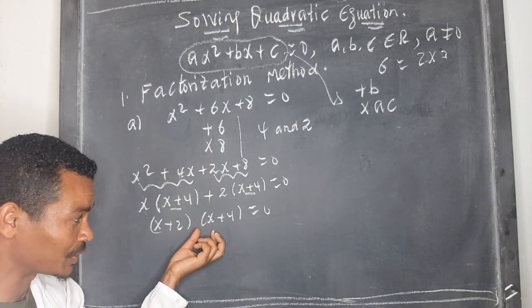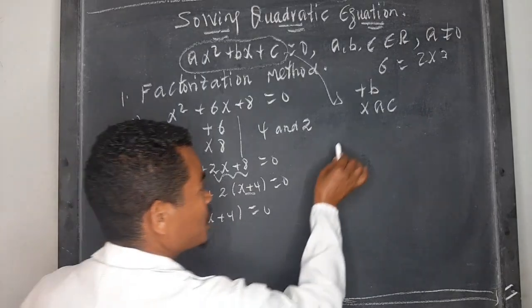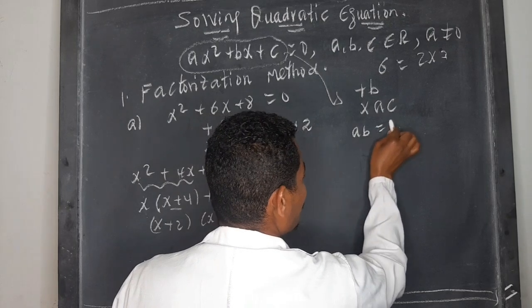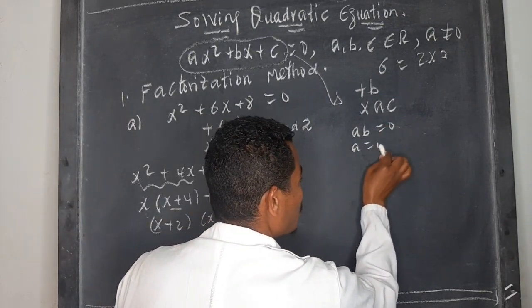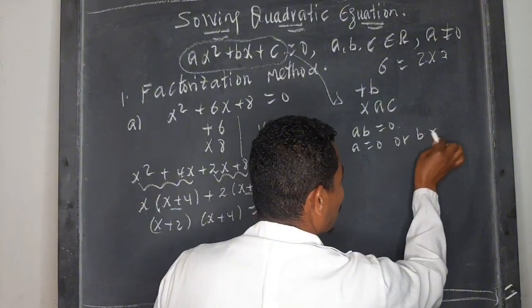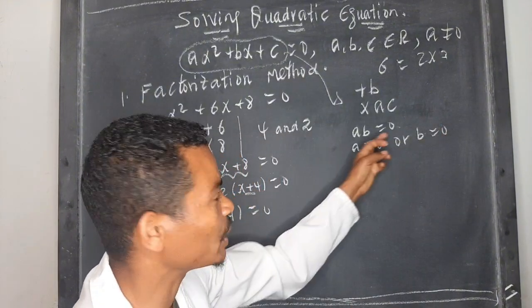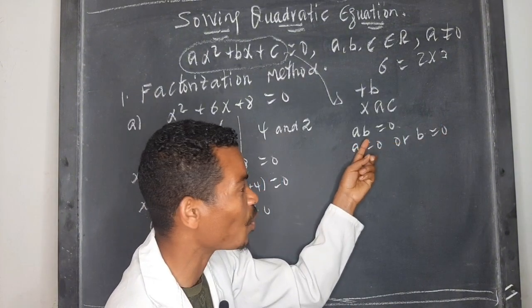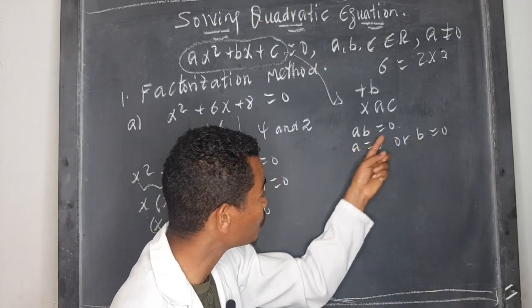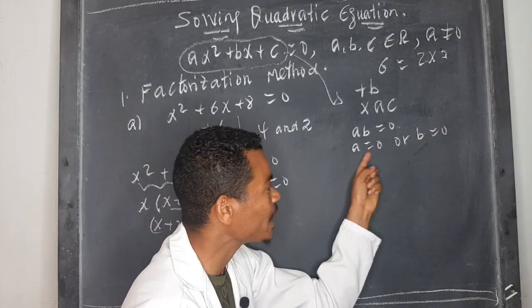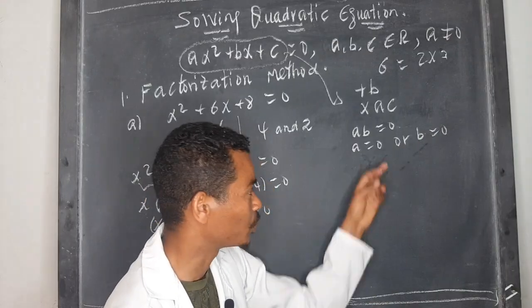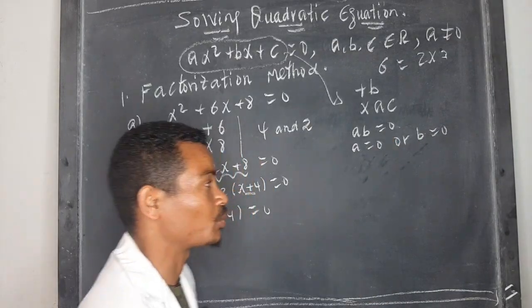So to solve this, just use this: a times b is equal to 0 only when a is equal to 0 or b is equal to 0. When we multiply two numbers and get 0, one of the two numbers must be 0, or both numbers must be 0. So a is equal to 0 or b is equal to 0, or both a and b are equal to 0, or at least one of the two must be 0.